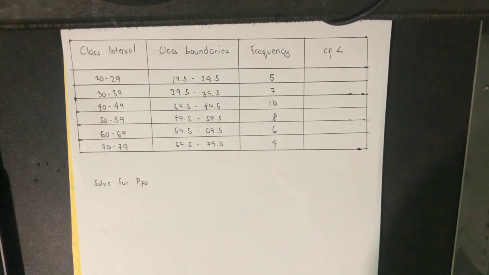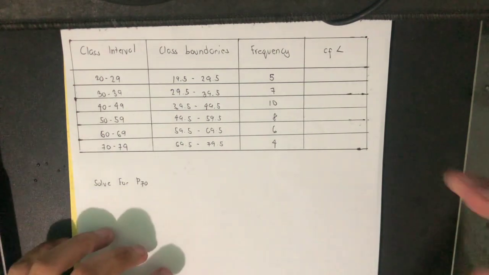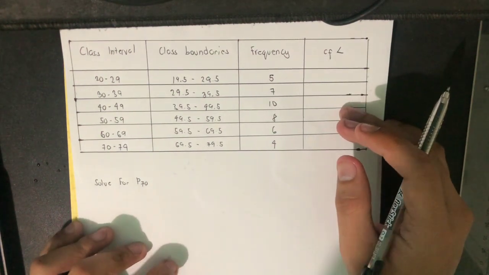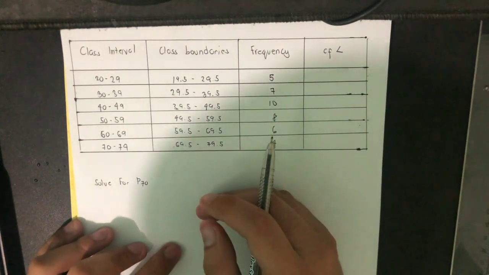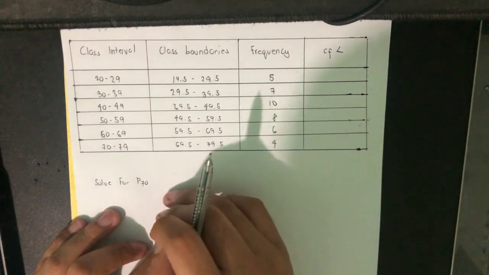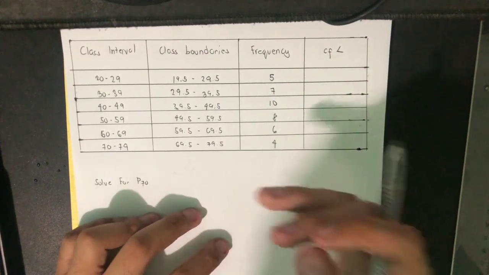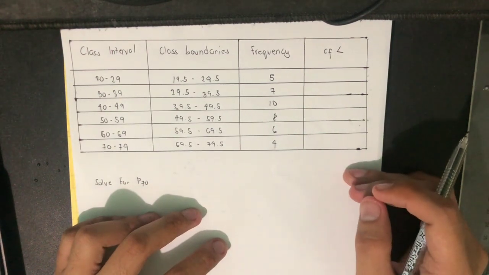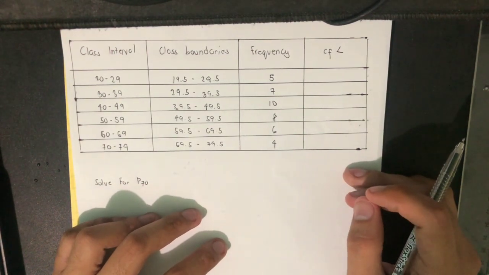So let's have an example in percentile. This is the given, and let's find P70, so percentile 70. First, we need to complete the table.